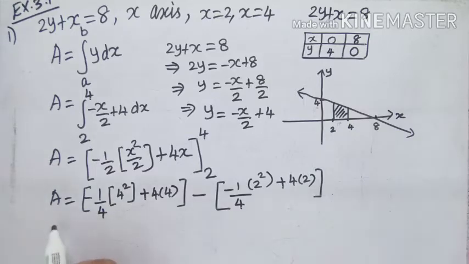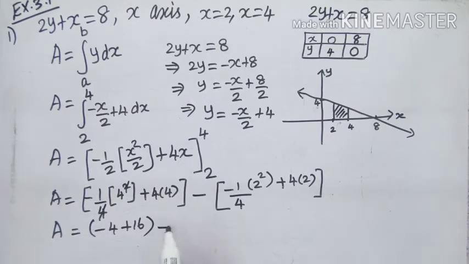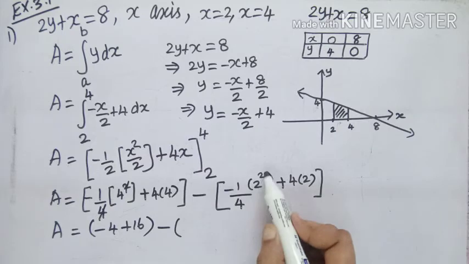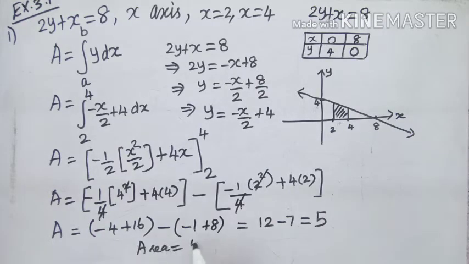Simplify the answer. A equals, the square and 1 4 will get cancelled. Minus 4 plus 16 minus 2 square is 4. 4 and 4 will get cancelled. Minus 1 plus 8. That is 12 minus 7, and that is 5. So whenever we are writing area, we need to write square units. And that is the answer.